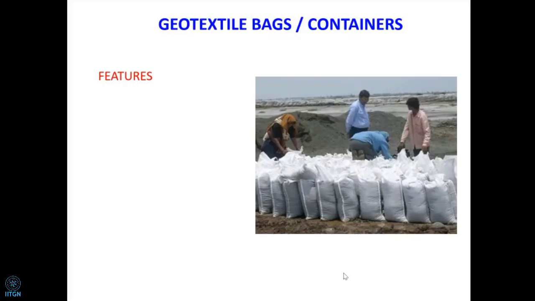With these textiles, depending on the conditions and various other factors, we can make bags or containers of various shapes. What is essential is that when you make the bag or the container, you have to decide beforehand how you are going to use it at the site, how you are going to handle it at the site. If the bag becomes too heavy, then a single person cannot carry it. Then you have to provide a loop.